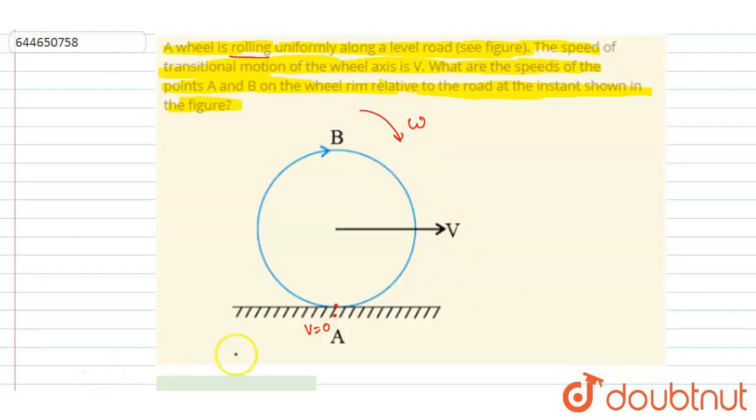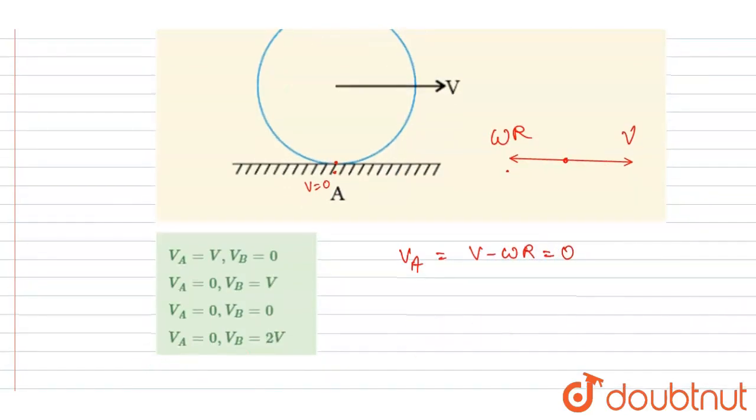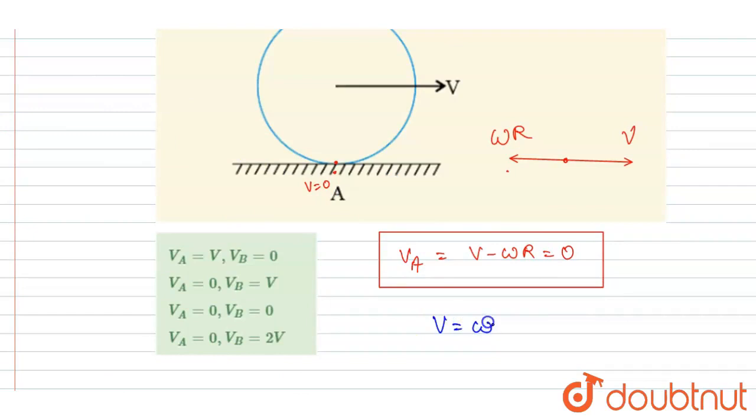So if I see the velocity of this A, because of translation it will be having velocity v in this direction. Because of rotation, omega r in this direction. And now if I write down the velocity of A, it is v minus omega r, and that is 0. Right? So we got the velocity of A. From here I can write down v is equal to omega r.